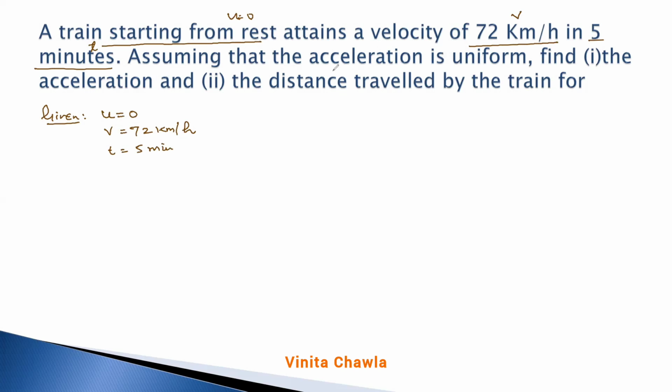Assuming that the acceleration is uniform. See, acceleration is uniform, so we can apply the 3 equations of motion that we have studied. Okay, find the acceleration, number 1, and number 2, distance traveled by the train for attaining this velocity. This is the complete question.